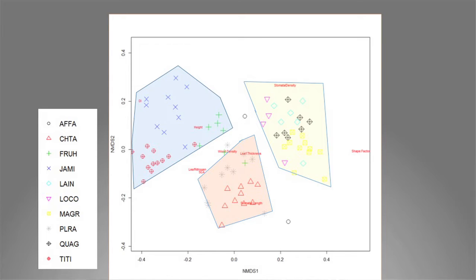But what we also have on here is these red points, which are each of the traits. And the closeness of each individual to that represents how much those traits are driving all the values within those individuals. So when we look at these together, we can start to see different clusters appear.